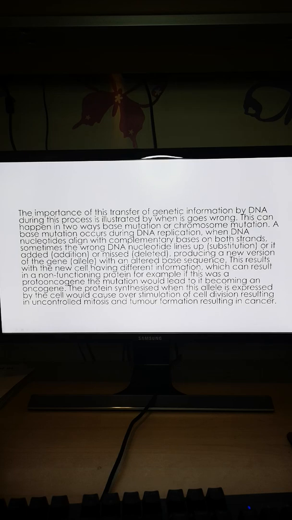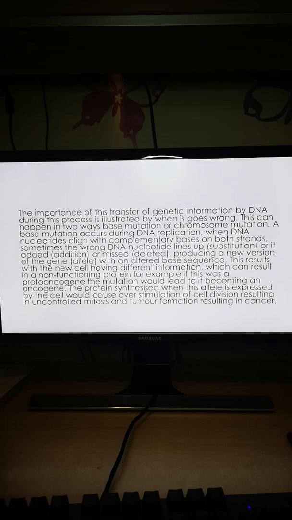Now I need to say here that we're going to talk about base mutations next week. Chromosome mutations we won't study till year 2. Okay, so a base mutation occurs during DNA replication when the DNA nucleotides align on the complementary bases of both strands. Sometimes the wrong DNA nucleotide lines up, you get a substitution, or it's added, or is missed, producing a new version of the gene, a new allele, with an altered base sequence. This can result in the cell having different information, which can result in a non-functioning protein.